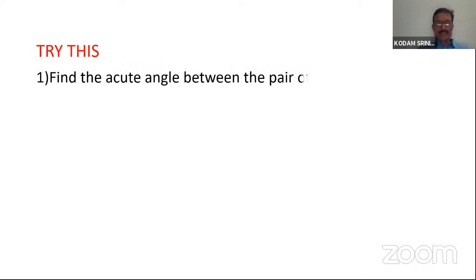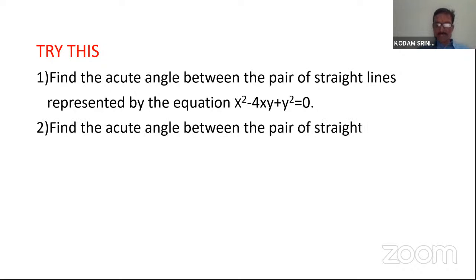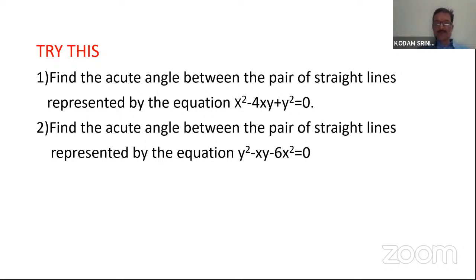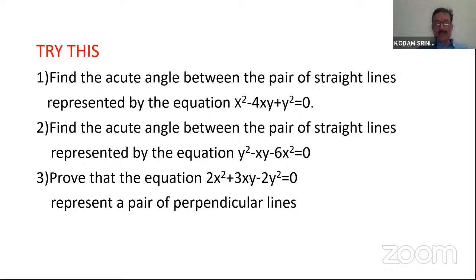So students, try these problems. Find the acute angle between the pair of straight lines represented by the equation x square minus 4xy plus y square equal to 0. Second problem: find the acute angle between the pair of straight lines represented by the equation y square minus xy minus 6x square equal to 0. Prove that the equation 2x square plus 3xy minus 2y square equal to 0 represents a pair of perpendicular lines. In this case, these problems are solved by taking the cos theta formula.